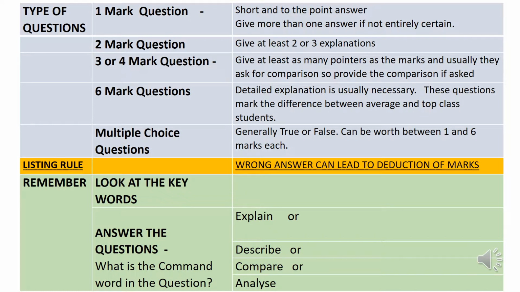One rule which is applicable in all exams is the listing rule. If you, for example, in a 2-mark question, give 3 different points, and 2 of them are correct and 1 is incorrect, then because of the listing rule, despite having 2 correct answers, you'll only gain 1 mark because you've written an incorrect answer. One key thing to remember is to look at the keyword in the question and make sure that you're answering it based on the command word. Is the question asking you to explain, or to describe, or to compare, or to analyze? One additional thing with geology is that many questions will be multiple choice, in which you'll have to decide which 2 of these 5 statements are true. Those will tend to be 2 or 3 marks, no more than that. However, it can be worth up to 8 marks.